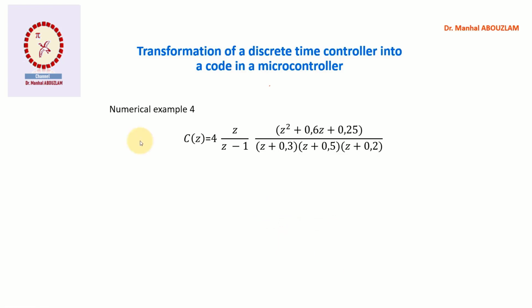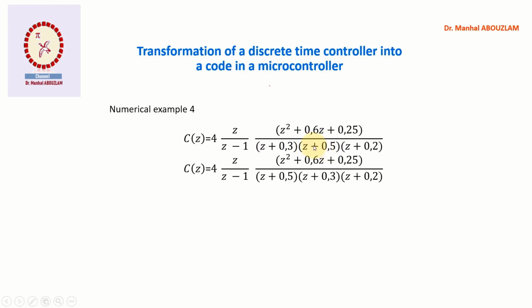Now let's take another numerical example. We have here for the numerator a polynomial of degree 2, and for the denominator we have polynomials of degree 1. For the numerator there is nothing to arrange because we have just one polynomial. For the denominator we can arrange these polynomials as we did before. We will put this polynomial first because the modulus of this pole is higher than the modulus of this pole and this pole. Then we put this polynomial because the modulus of this pole is higher than the modulus of this pole. Now how to break down this part into small transfer functions?